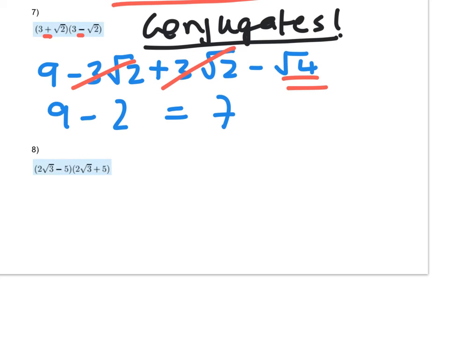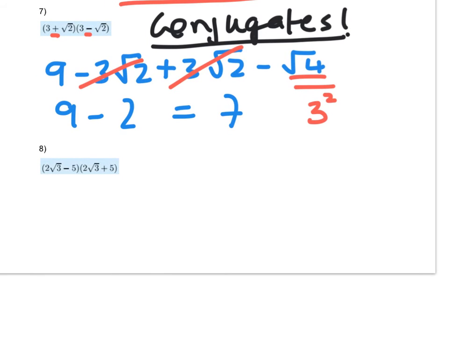So really what you get is, when you multiply two conjugates, you end up getting the first one squared. Well, we write it like this. Yeah, you end up getting the first one squared minus the second one squared. Okay, which works out to be 9 minus 2, which is 7.